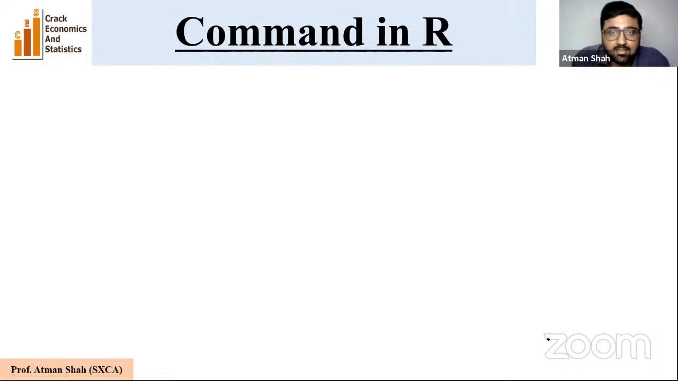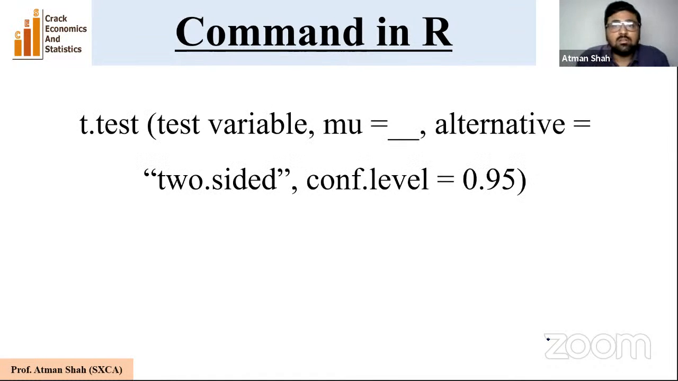Now, what is the command which can be used in R to perform the t-test? So you can note down this command. T.test is the command that can be used to perform all these t-tests. So t.test, in brackets the test variable, that is the variable that we want to test. Suppose we want to test the consumption expenditure of male. So here we can select consumption expenditure.